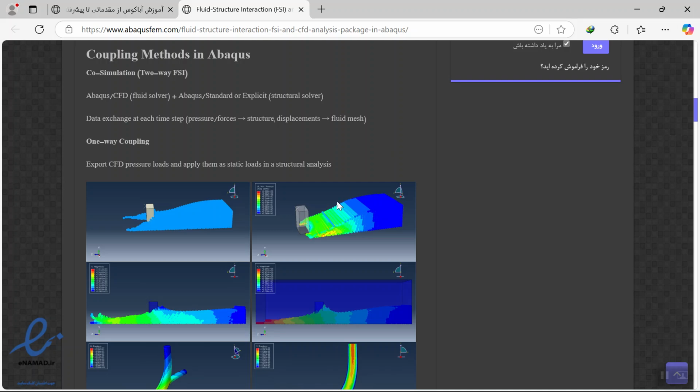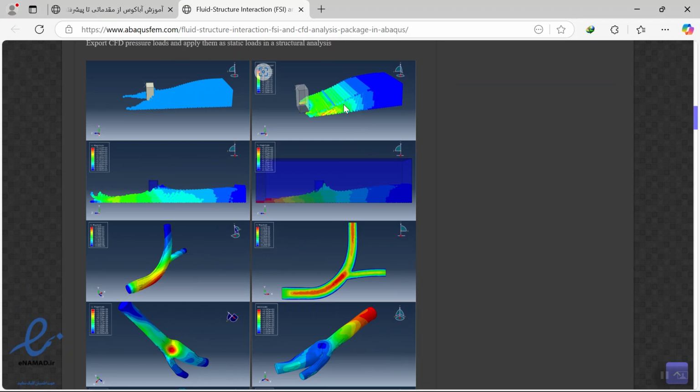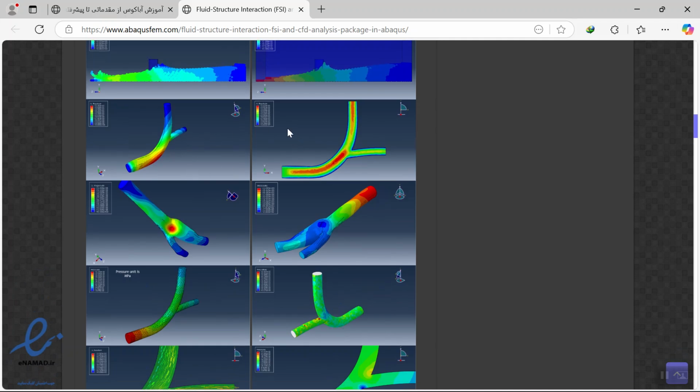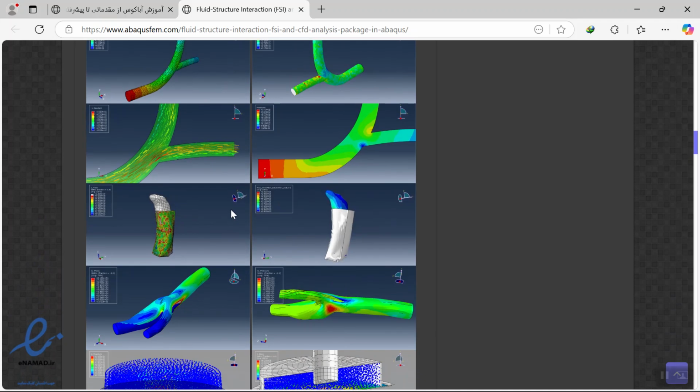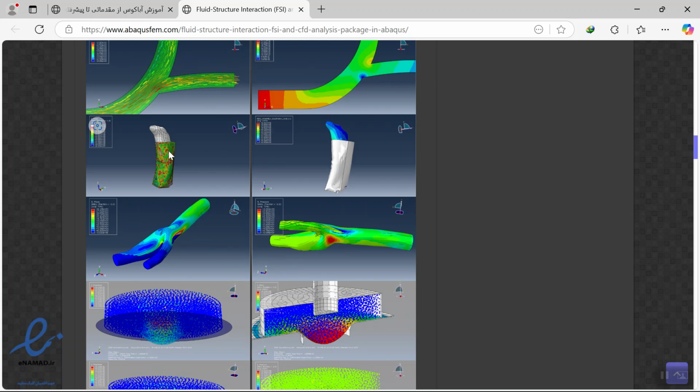the Abaqus. For instance, here this is the SPH model. Here we have a water barrier here, and this is the water, and this is the SPH model. Then we have FSI model, co-simulation of some biomechanical model, blood vessel, and then the CL method, interaction between water and the tank, forming process with SPH model. Fluid is water and the structure is the aluminum plate.